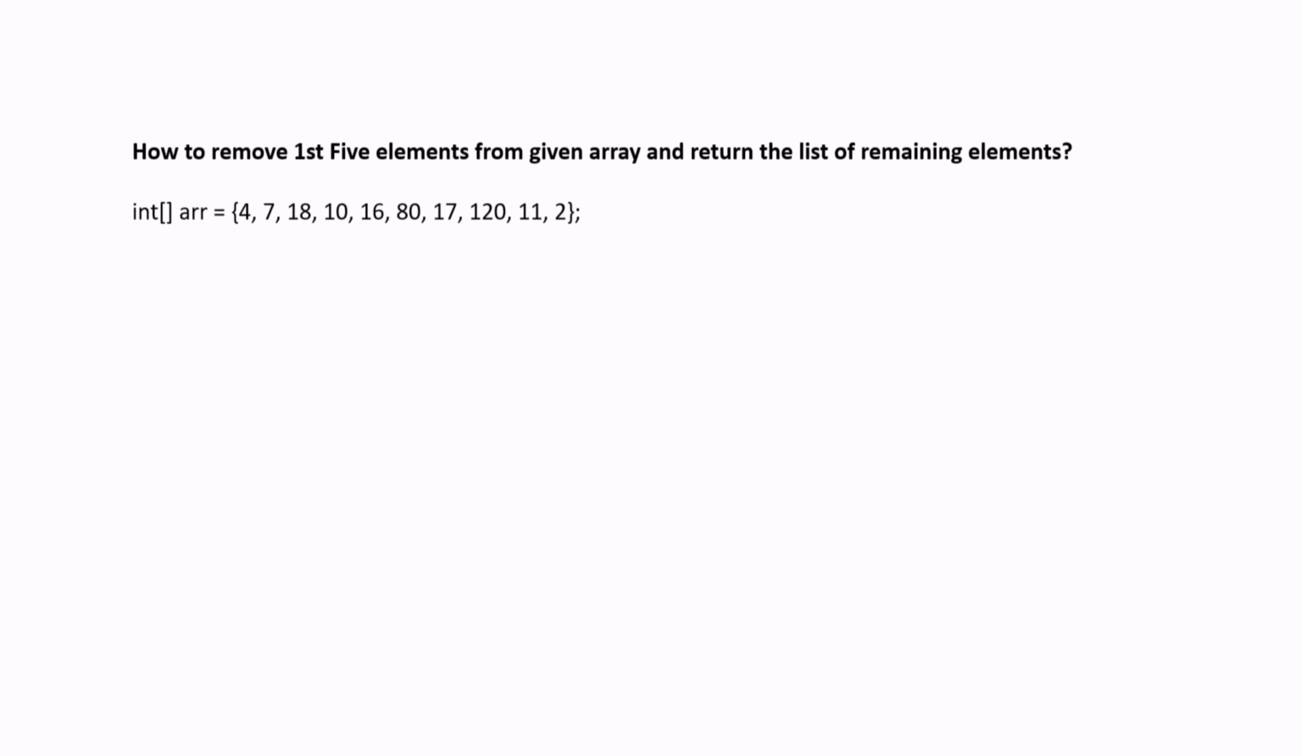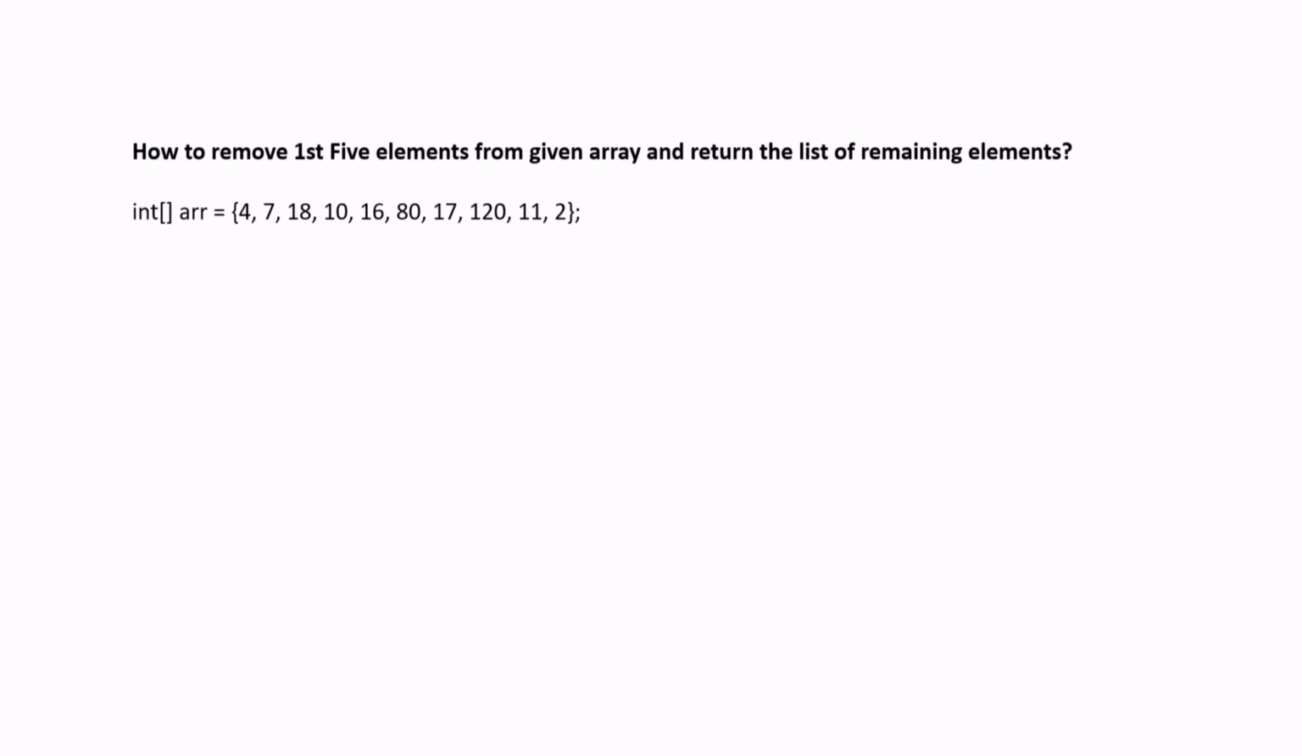So question complexity is getting increased. Okay, so here we need to remove first 5 elements and return the list of remaining elements. As part of explaining intermediate operations, there is a skip method. With the help of skip we can remove a certain number of elements from the given array. So here we are going to use that operation skip to remove the first 5 elements, and then we'll return the list of remaining elements, just like this.